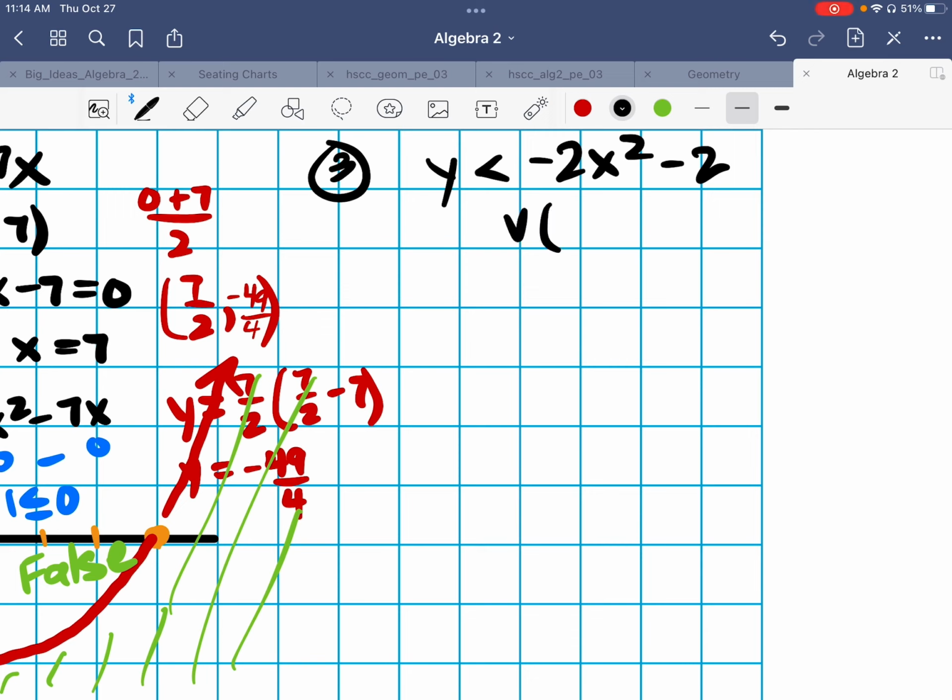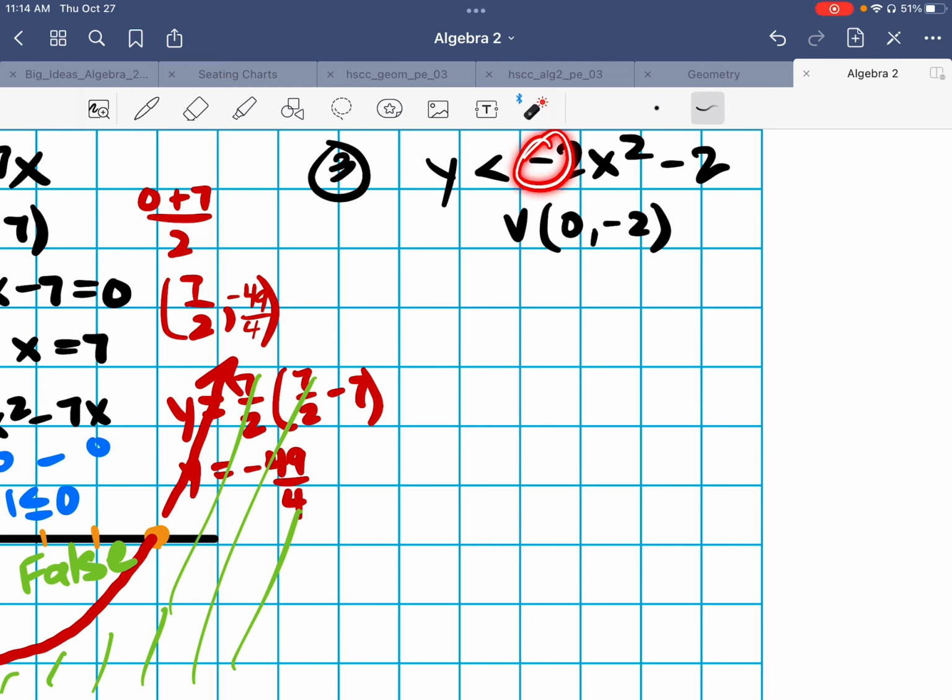The vertex has not been shifted left or right because there's nothing being added or subtracted from the x value. Some of you say inside the parentheses. Exactly, there's nothing inside the parentheses. All right, so my vertex left to right, nothing, so we're going to be at 0. No change on the 0. But then up and down, this number here goes down 2, so we're going to say that we have a shift of 2 units down. So our vertex is located at 0, negative 2.